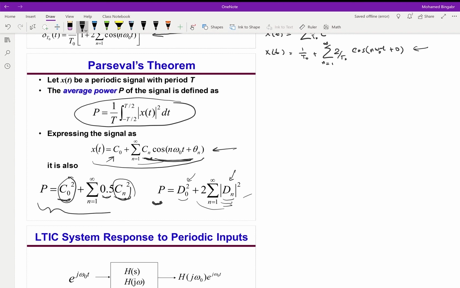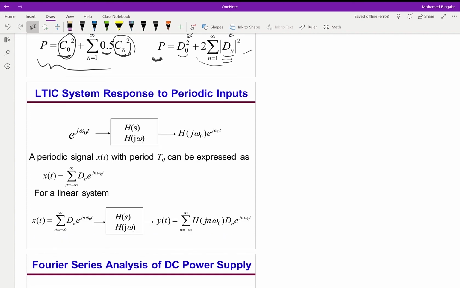Now, we can use the Fourier series in system analysis. In this case, if you have a system, and we discussed this before, described by its transfer function h of s or the frequency response h of j omega, and I have an input that is exponential, what is the output? Well, it will be the system response to this frequency, omega 0. So that will be this.